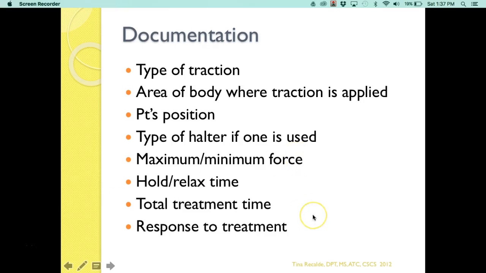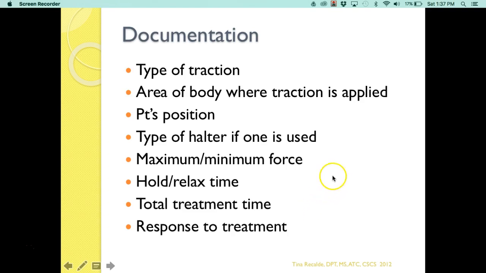We're almost done. Okay, documentation, your favorite part. So in this, you want to talk about the type of traction. So is it mechanical? Is it manual? Is it intermittent? Is it static? Is it pelvic traction? Is it cervical traction? So that's what we mean by type of traction.